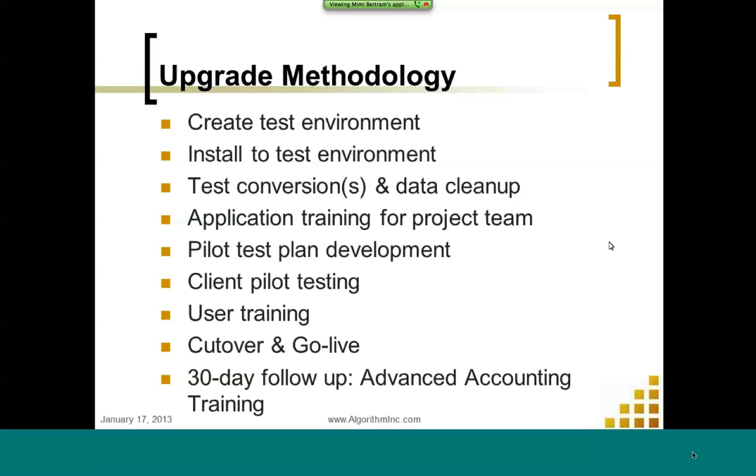And so we start to build your data cleanup process, so that we can get the progression data in the shape that it needs to be to ensure a clean conversion. Now, those test conversions may be 2 or 3 times that we convert this data until we think that it is as flawless a conversion as we can get to. Only after that, or as we are approaching what we think is the final test conversion, the flawless conversion, do we start the application training for the project team.